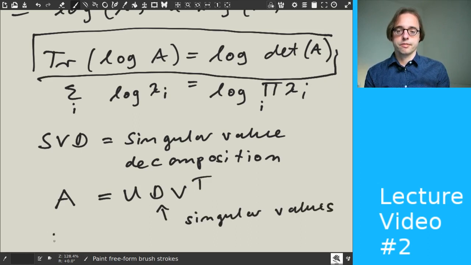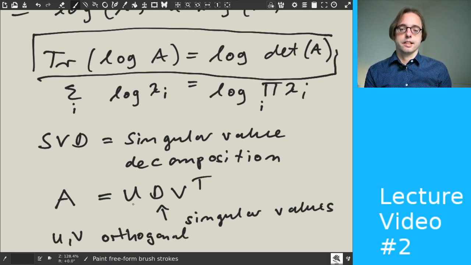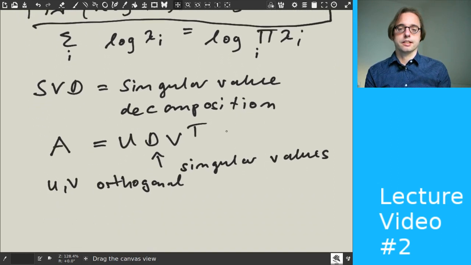And then U and V are both orthogonal. They also don't need to be complete orthogonal matrices. One of them is usually square and the other one is not square, and the reason is because A doesn't need to be square as well. This is a generalization of the eigenvalue decomposition. We will make use of this occasionally, but not nearly as often as the eigenvalue decomposition.